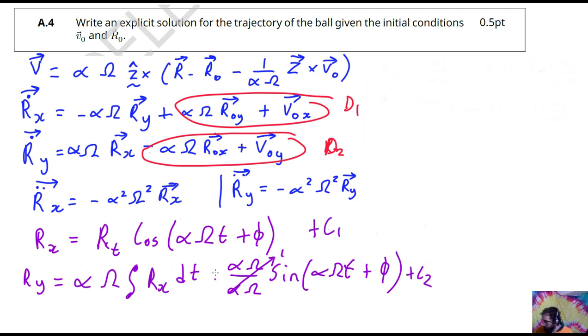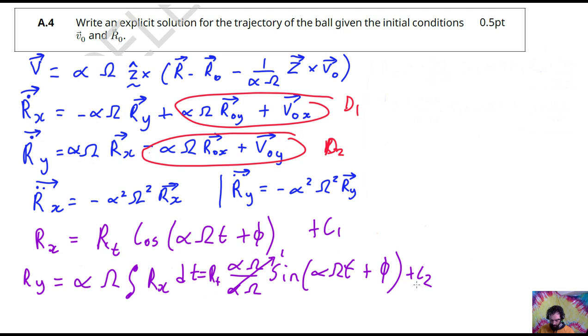Sorry, I just realized I missed a factor of rt on our equation for ry. Okay, so we've got 4 variables to solve for here. We've got rt, the radius of the circle. We've got the phi term, which is giving us our initial phase. Then we've also got the c1 term, which is essentially giving us this initial rx, and our c2 term, which is giving us our initial ry.